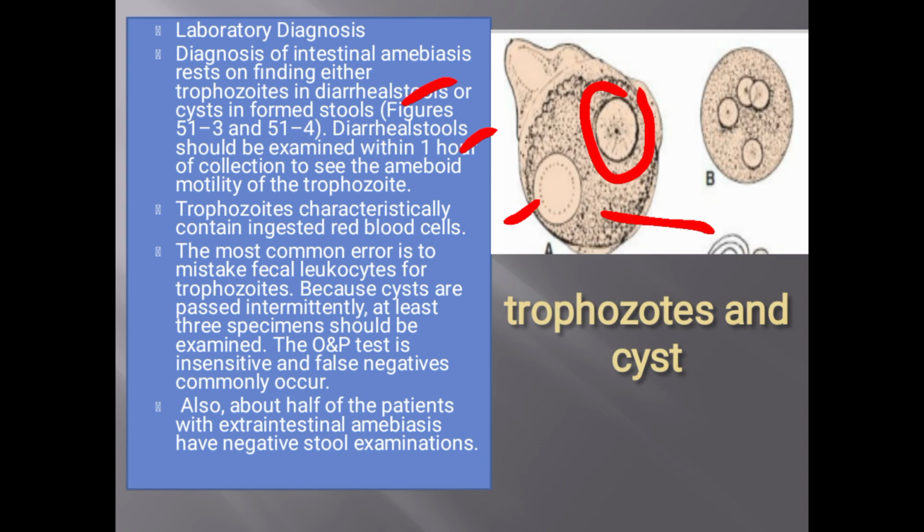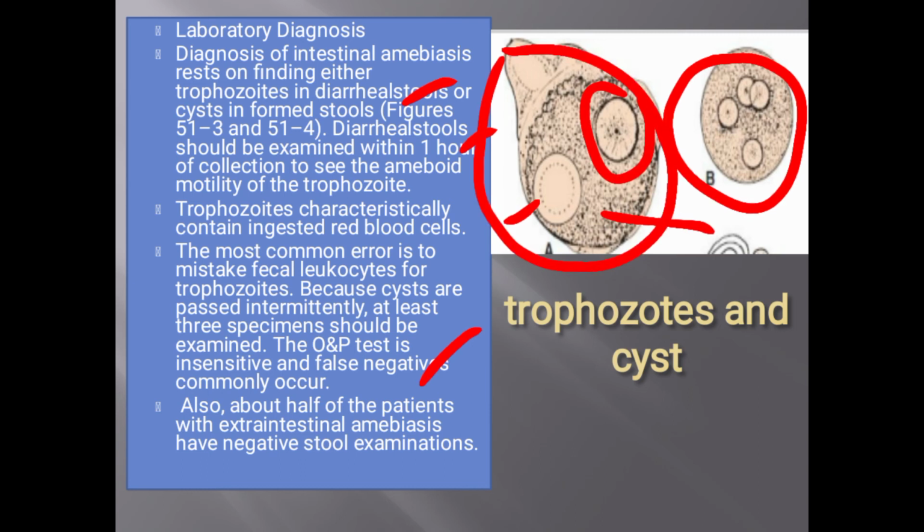The most common error is to mistake fecal leukocytes for trophozoites. Because cysts are passed intermittently, at least 3 specimens should be examined. The stool occult blood test is insensitive, and false negatives commonly occur. About half of the patients with extraintestinal amebiasis have negative stool examinations. This is the cyst, it contains the four nuclei, and this is the trophozoite. This is the ingested RBC, and the other is the nucleus.